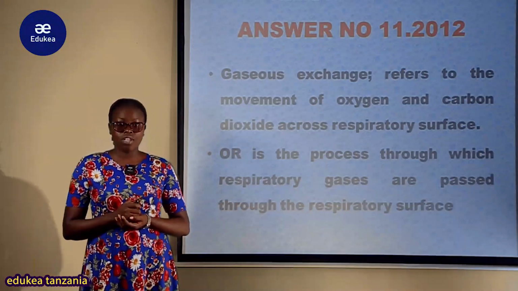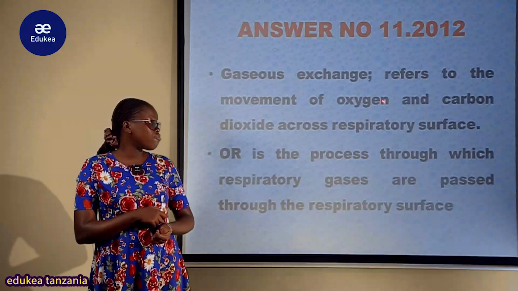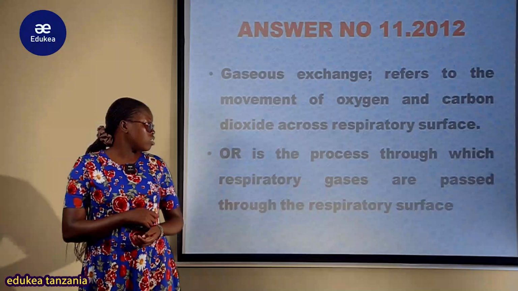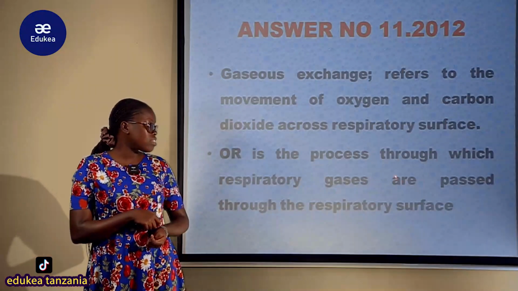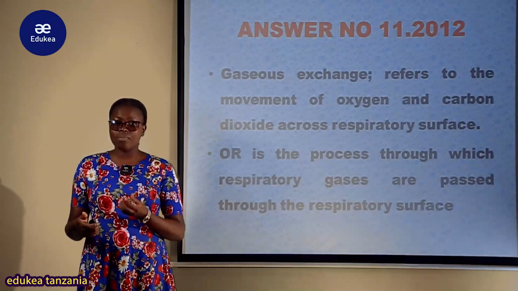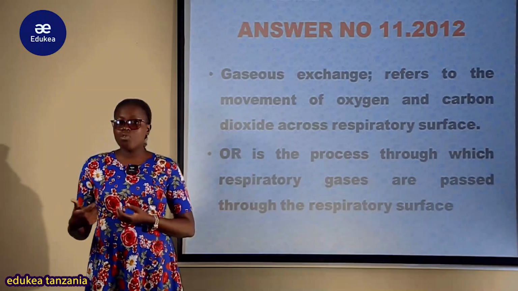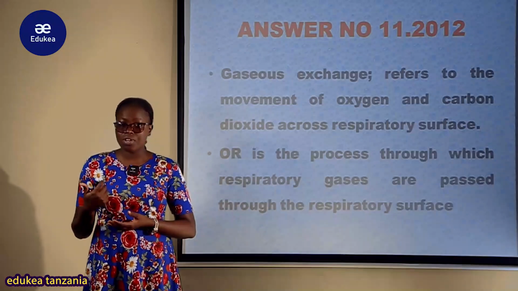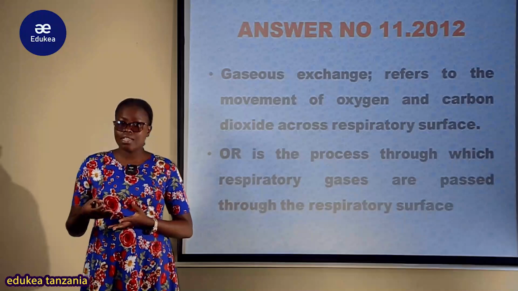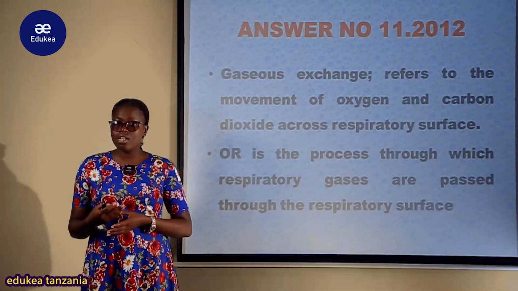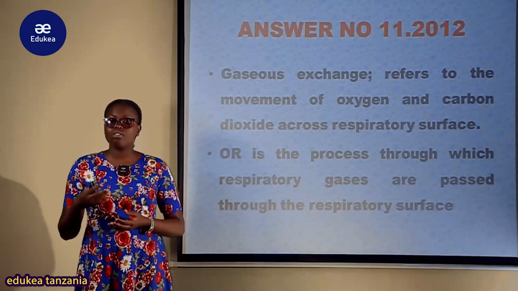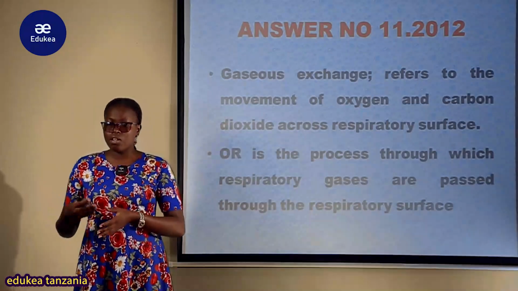Now, what is gaseous exchange? Gaseous exchange refers to the movement of oxygen and carbon dioxide across the respiratory surface, or the process through which respiratory gases are passed through the respiratory surface. A variety of multicellular organisms have specialized respiratory organs. For example, human beings have lungs, amphibians like the frog have lungs, skin as well as gills, fish have gills, the spider has book lungs, the grasshopper has spiracles, and so forth.